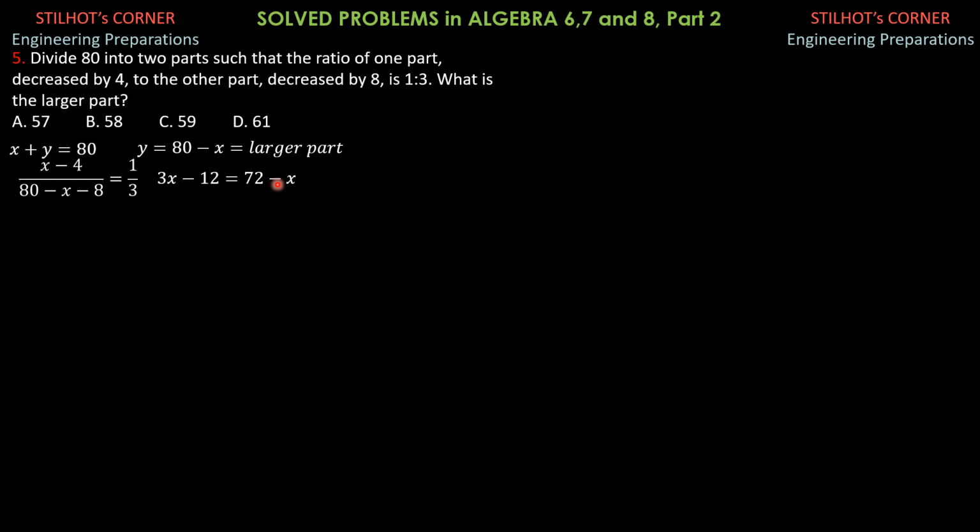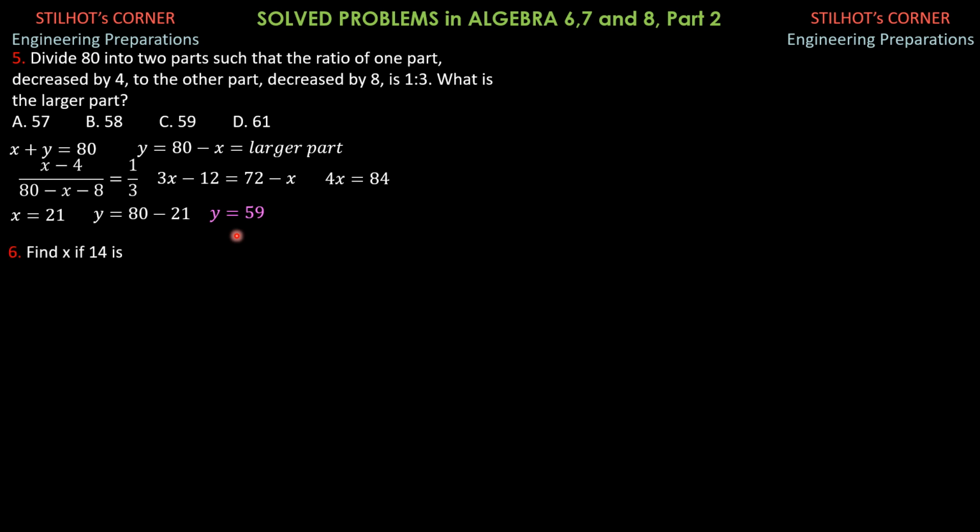3x plus x is 4x. 72 plus 12 is 84. So 4x equals 84. So that means x is 21, 84 over 4. Then y, the larger part, is 80 minus 21, and that is equal to 59. So y is equal to 59, the larger part.